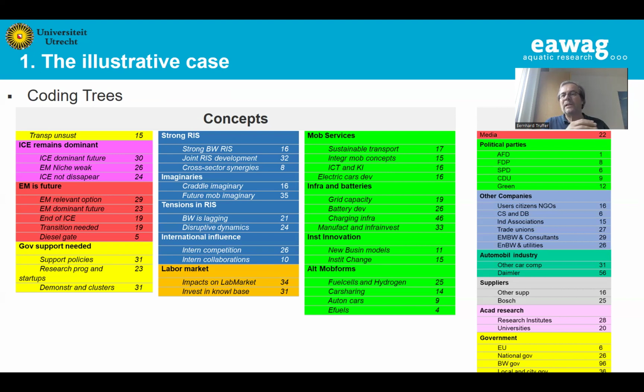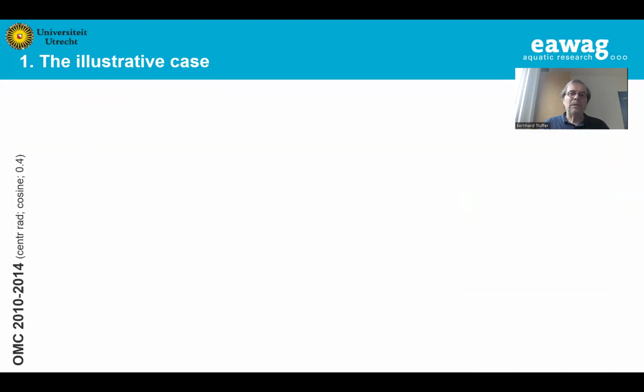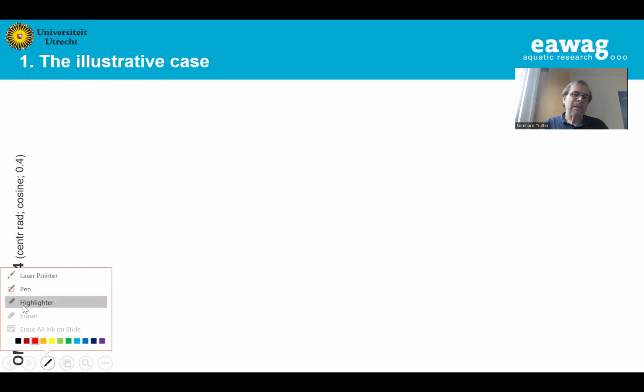But underlying, we also have, of course, the coding of the actors, which we also put into several categories. So we had political parties, the automobile industry, suppliers, academic research, government, and then what we called other companies or actors, which were user citizens, industry associations, trade unions, and so on. So with this color code, I can just, in a nutshell, tell you the three phases of denial, experimentation, and acceptance.